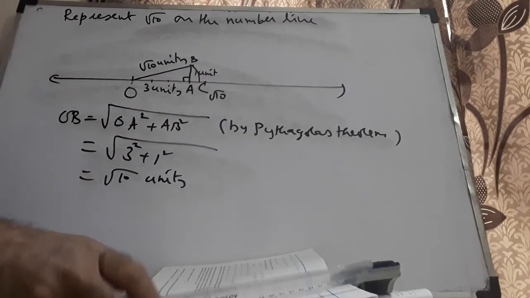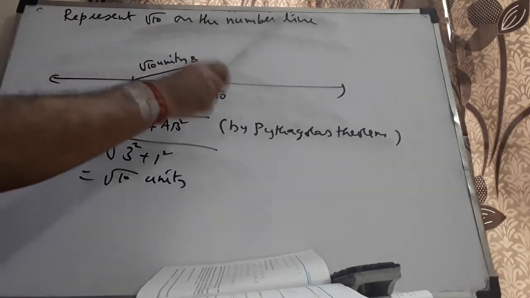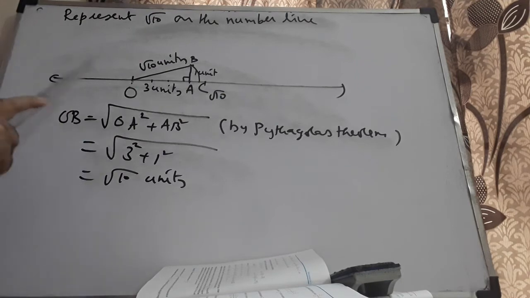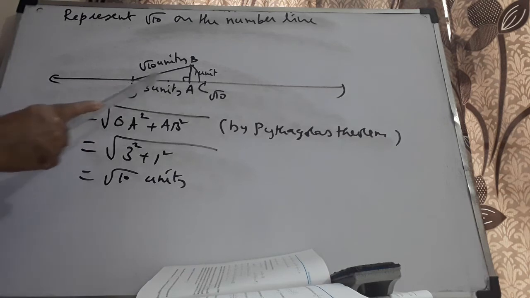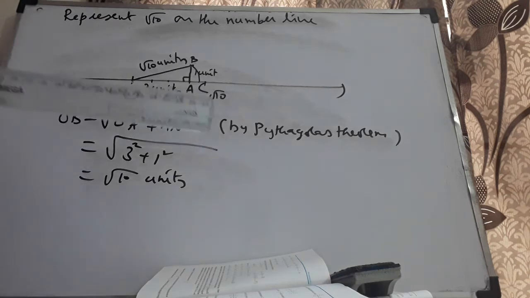Let me just explain once again. Represent root 10 on the number line. Okay, I'll just draw a real line. I'll mark point O on the number line, which represents point 0. Towards the right of 0, I mark point A so that OA is equal to 3 units. If you measure in terms of centimeters, 3 centimeters, it doesn't matter.